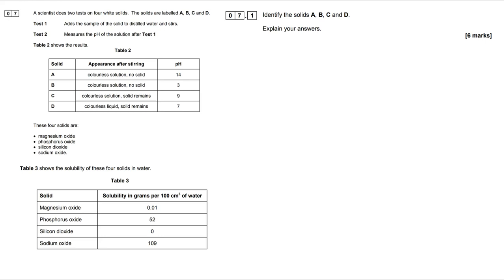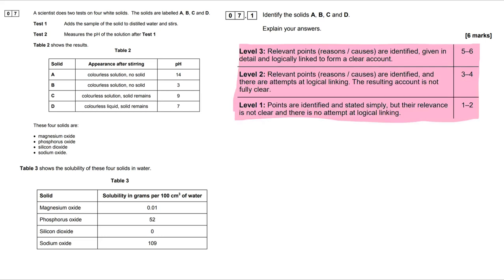But we need to identify each of the solids A, B, C and D, and we've got the 4 different potential compounds down in table 3. As always, this breaks down into a level 3, a level 2 or a level 1 question. And I'm going to start by writing down A, B, C and D and work out which ones I can pick out more easily. So the first thing that I'm going to do is look at the fact that silicon dioxide is totally insoluble. None of it will dissolve.